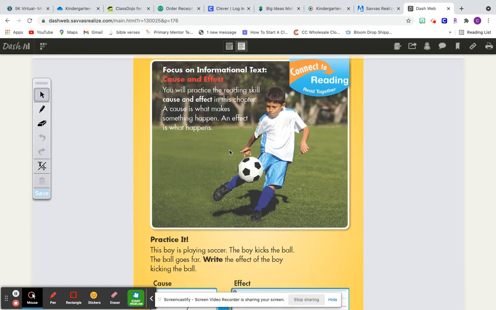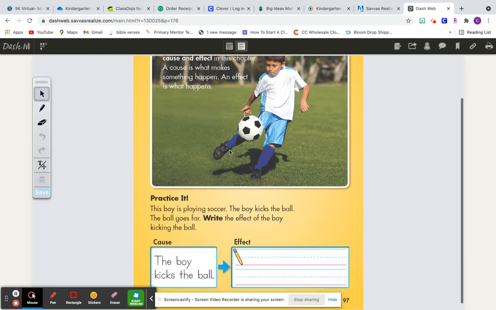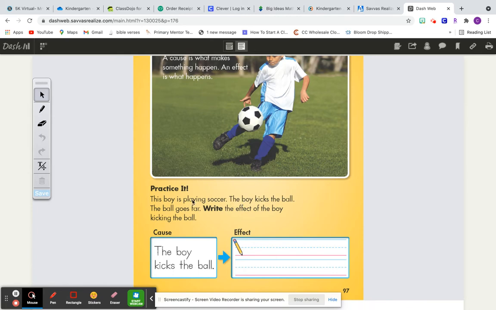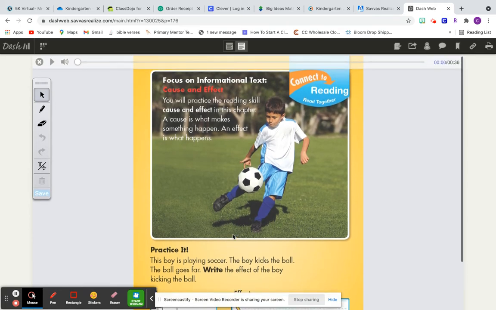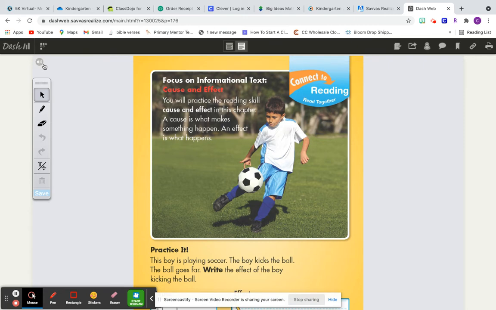A cause is what makes something happen, and an effect is what happens. So if we look at this, practice it, the boy is playing soccer. The boy kicks the ball, the ball goes far. So write the effect of the boy kicking the ball. So the boy kicks the ball, and the effect would be that the ball goes far. So this was an example of a cause and effect situation, similar to what you'll see throughout this chapter.